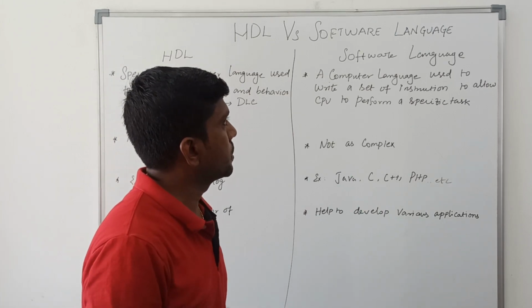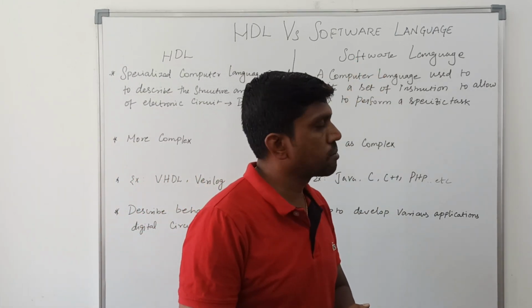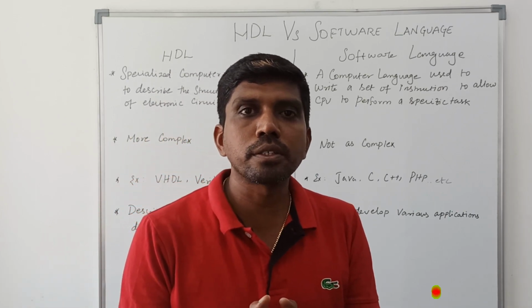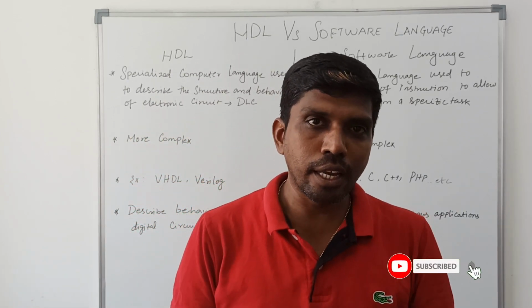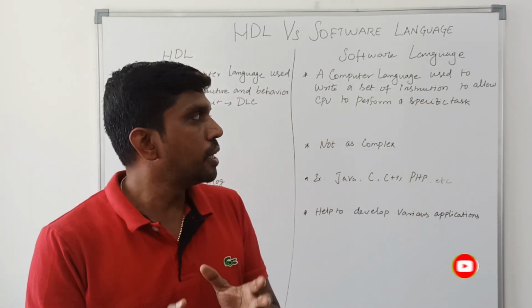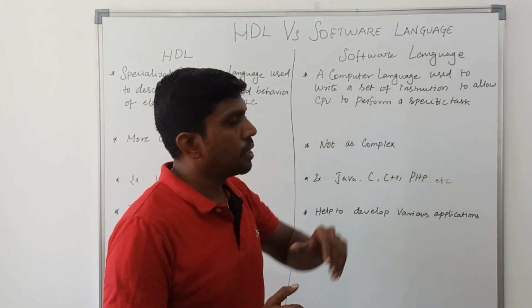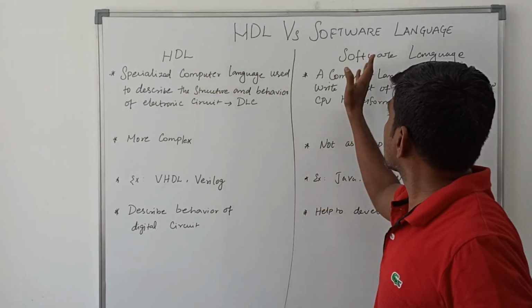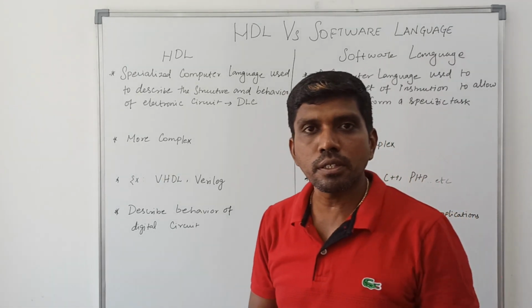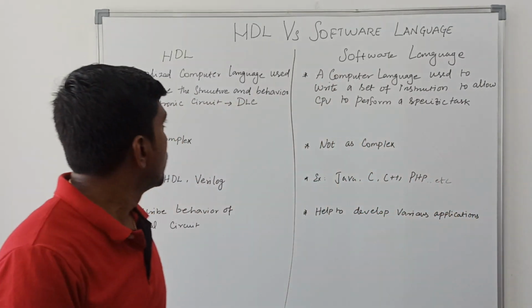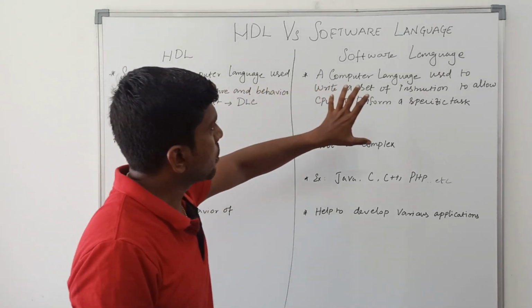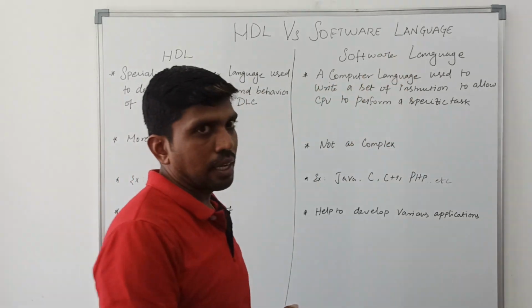Then software languages. Software languages help to design any type of application, like banking applications, database applications or gaming applications. For any type of application you need to develop, you can use software languages. How HDL differs from software languages, we will discuss in this session. In the first column I describe hardware description language, in the second column software languages.